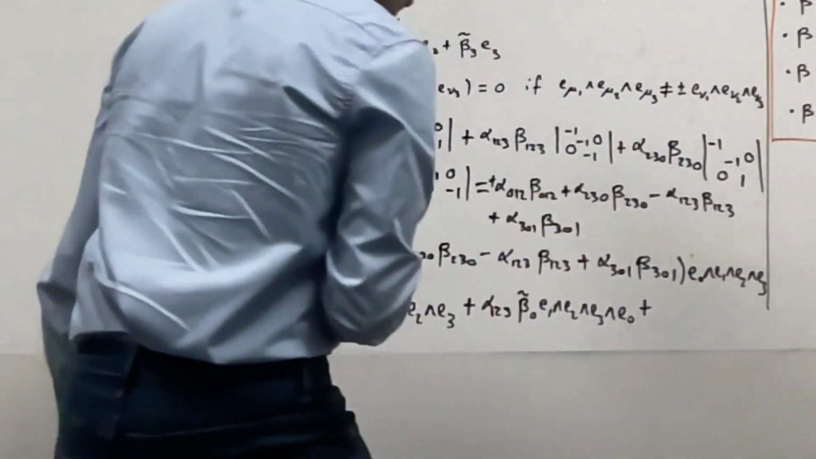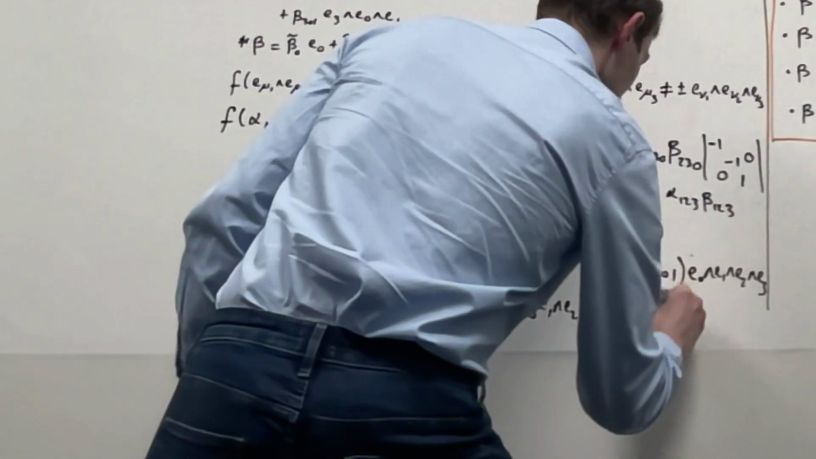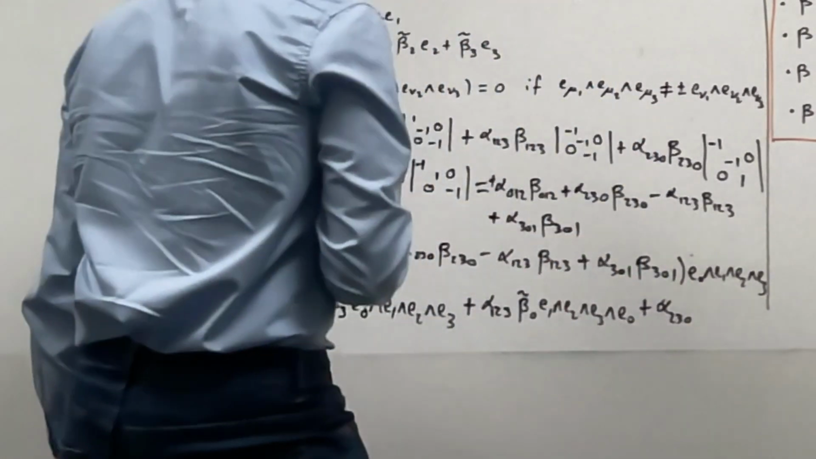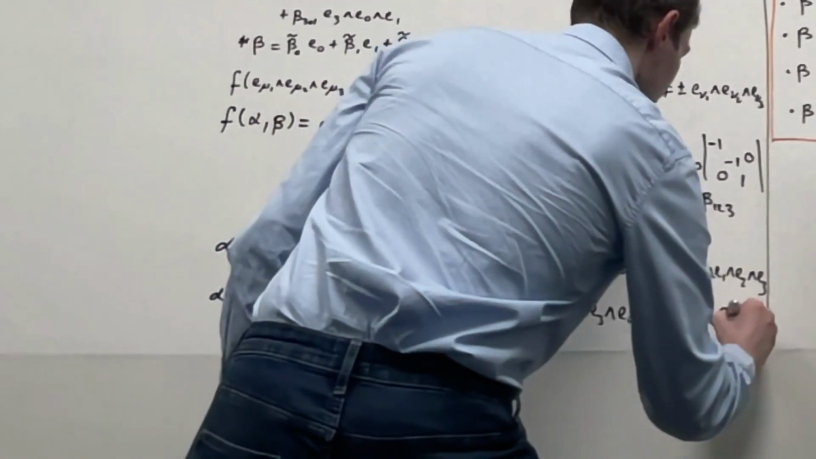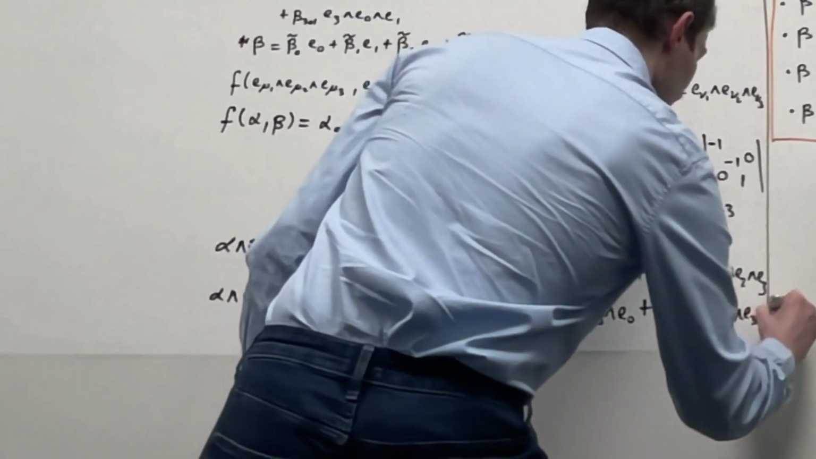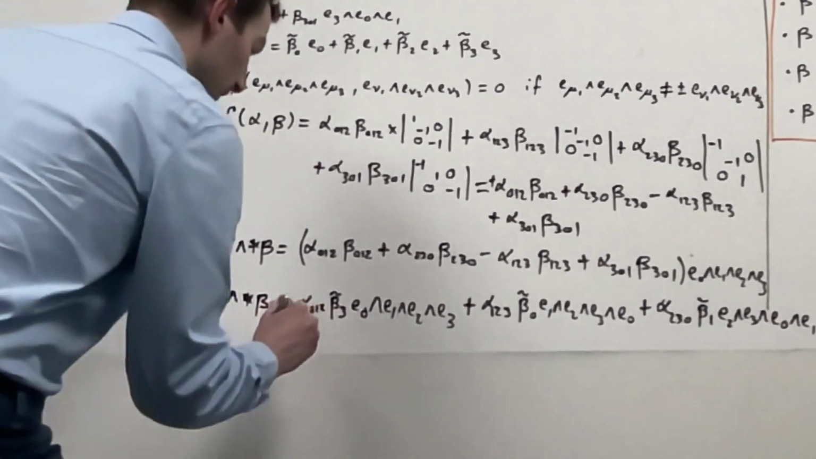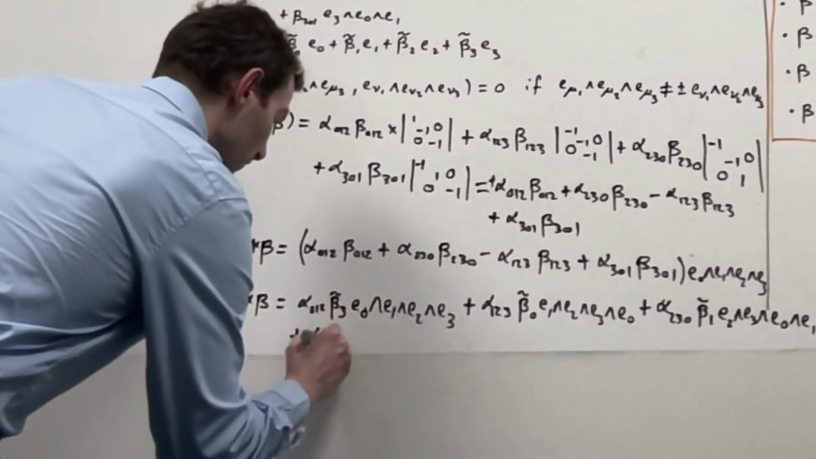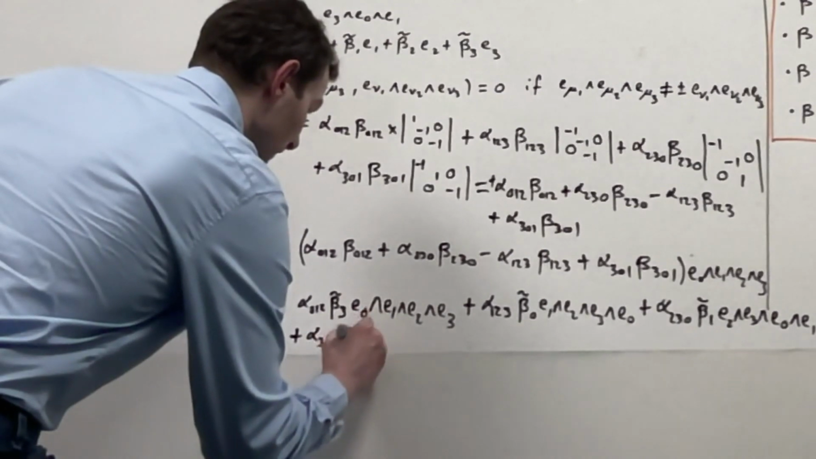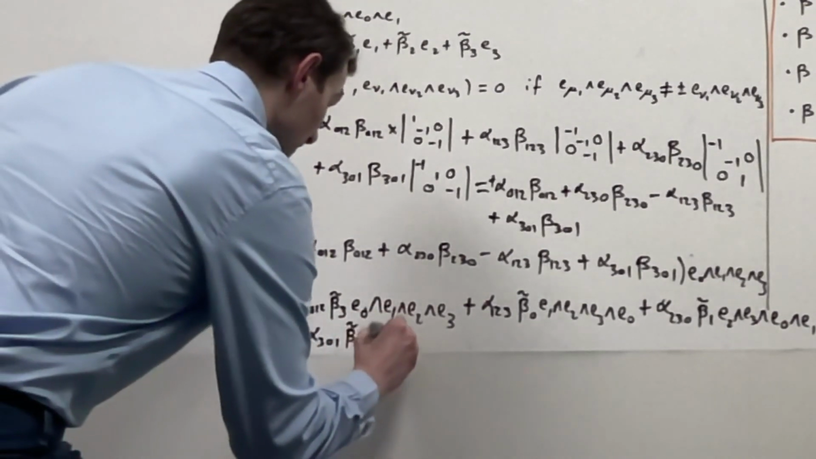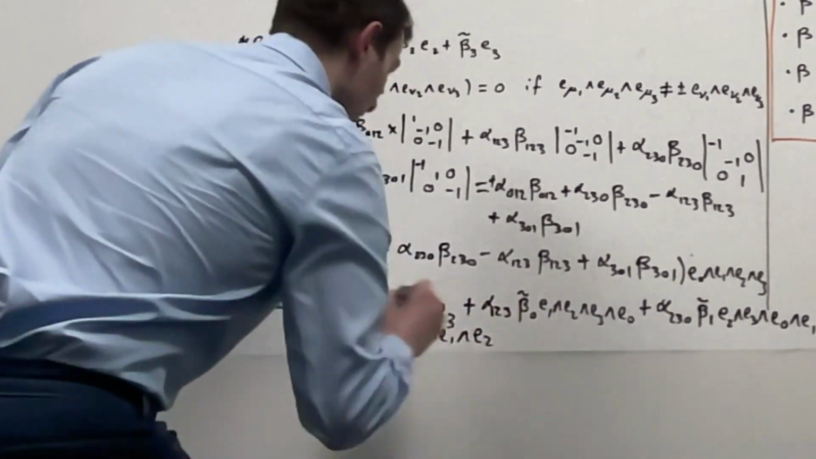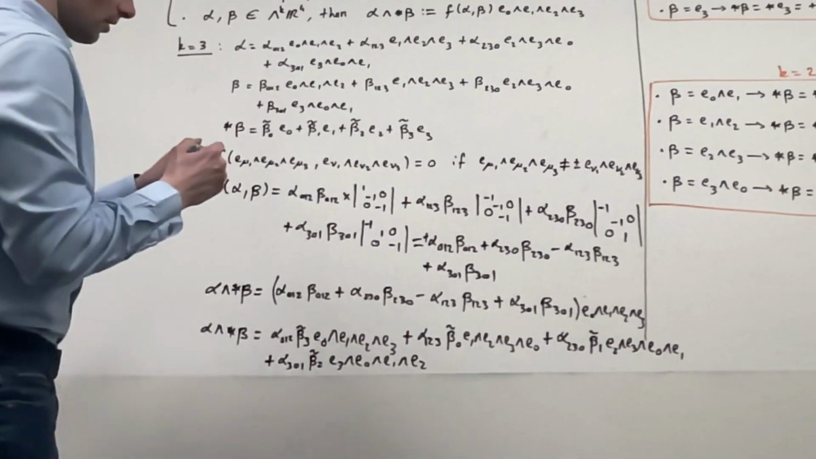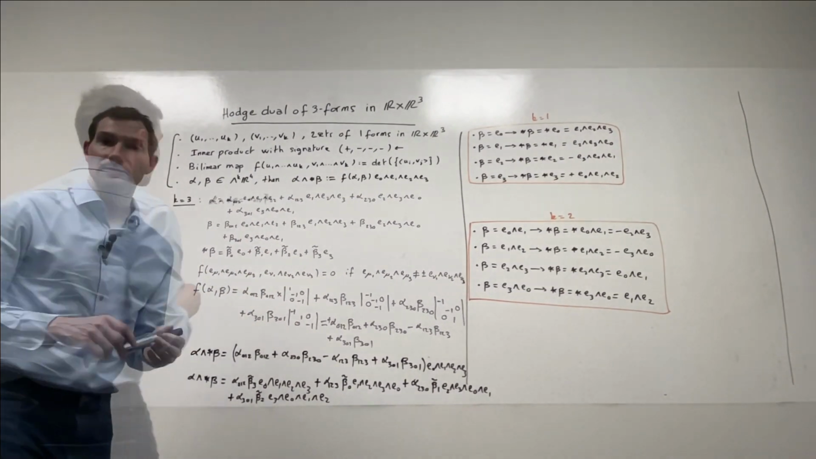Then we've got another one, plus alpha 2, 3, 0, and then that's going to be beta tilde 1, and that's E2, E3, and then E0, and then E1. And I'm going to put the final one here, so that's going to be alpha 3, 0, 1, and then beta tilde 2, and that's E3, E0, E1, and then E2 here. So now I'm going to erase and we'll see each other in a bit.